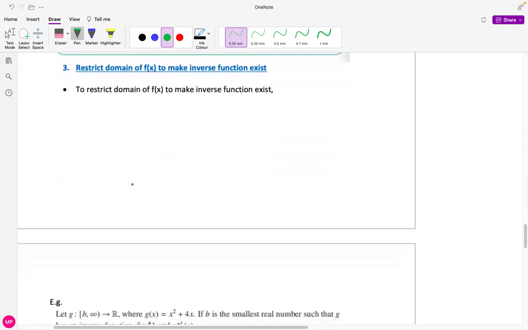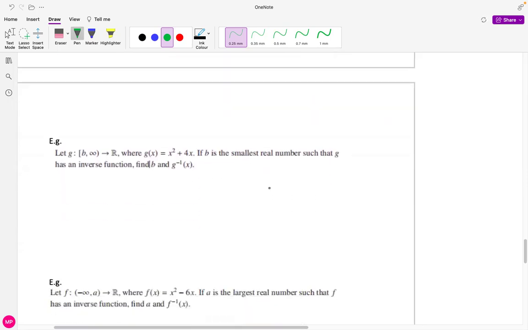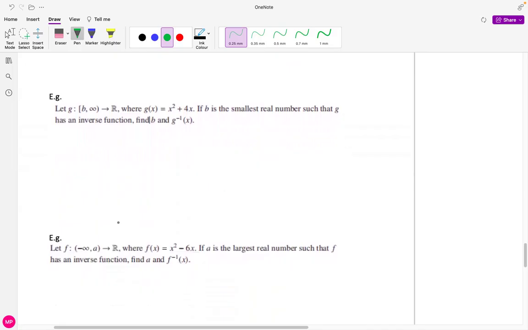All right. Now, to restrict the domain of the original function to make the inverse function exist, we talked about how f(x) has to be a one-to-one function. Okay. So some graphs might not be one-to-one and you need to cut them off. Here I have an example. I have a parabola. This is my restricted domain. So they say if b is the smallest real number such that g has an inverse, find the value of b and the rule for the inverse.